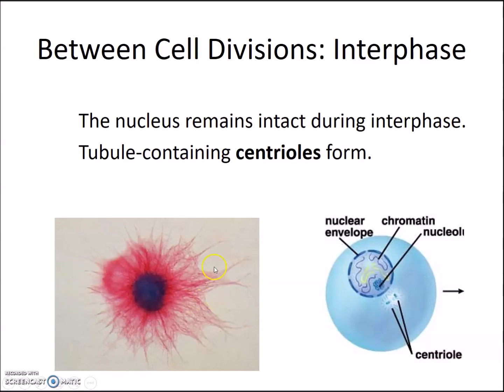In each of the following pictures, you'll see a microscope image in the lower left and an artistic rendering of the same thing in the lower right. So as you can see, in interphase, the nucleus is in its normal functioning state with a nuclear envelope around it and the DNA inside.